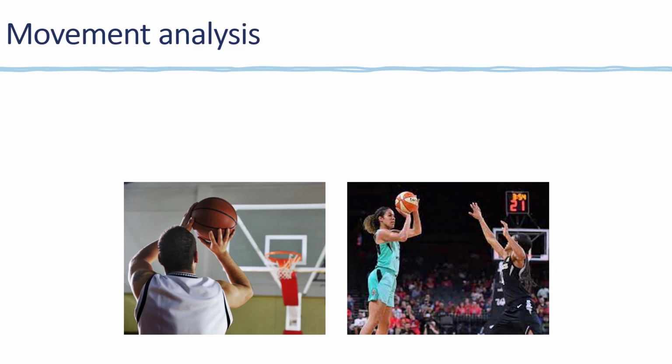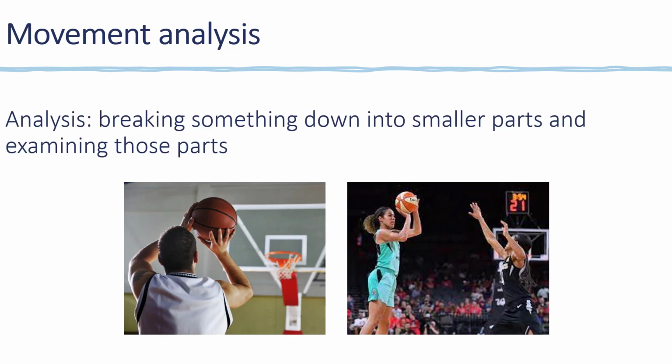So today we're talking all about movement analysis. First, we need to understand what analysis actually means. Basically, analysis means breaking something down, like a basketball free throw, into smaller parts so that you can examine each of these smaller parts individually. So here you could analyze the arm position, the height of the ball when it leaves the player's hands, the velocity at which the ball left the hands, the distance from the net, etc. That's all part of what we call movement analysis.